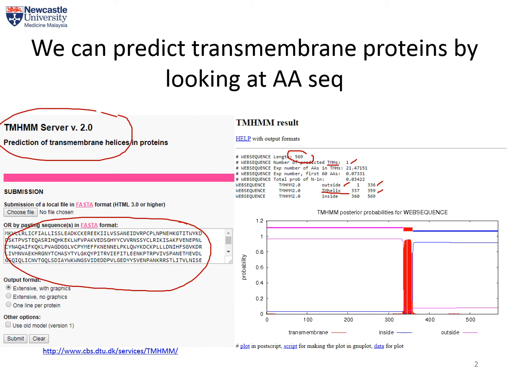While for the rest, which is residue 360 to residue 569, they are residing inside or facing the cytoplasm of the cell. So here is just one example of how we can apply the knowledge in biochemistry in predicting the presence of transmembrane protein.